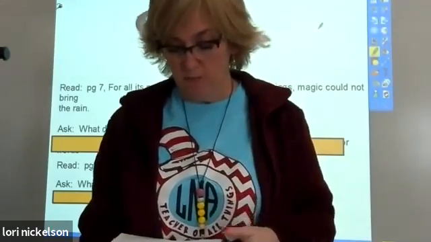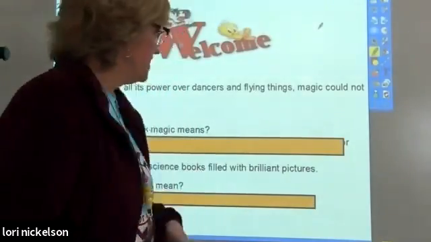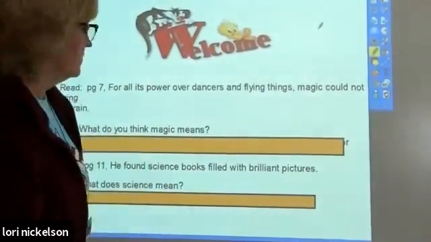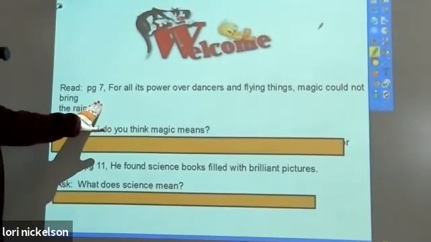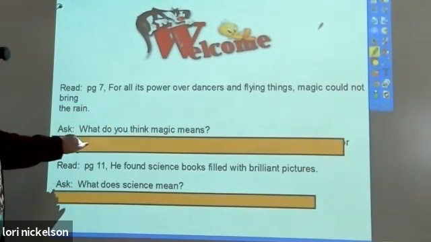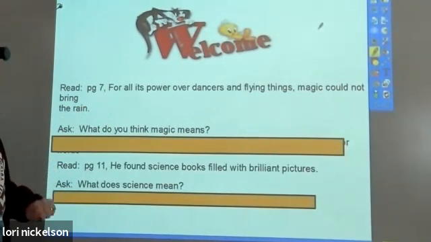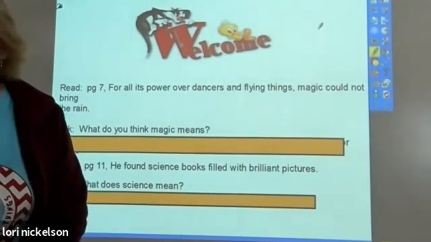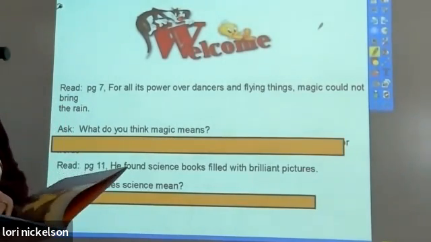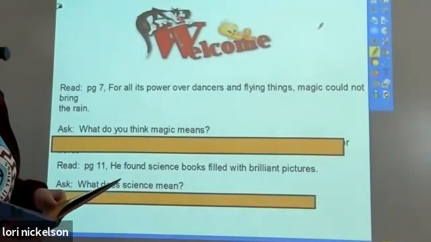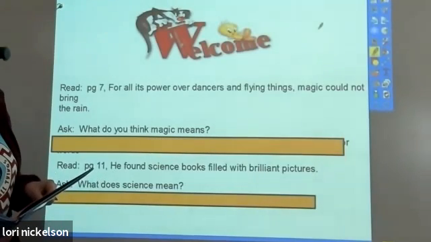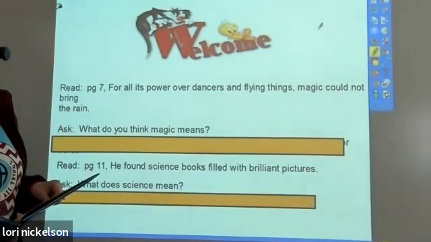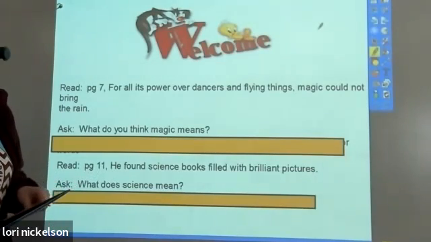All right, so we are going to look at this screen up here. It says, read page 7. Let's read page 7 to make sure that everything is listed off of that page. For all its power over dancers and flying things, magic could not bring the rain. Without water, the sun rose angry each morning and scorched the fields, turning the maize into dust. Without food, Malawi began to starve.